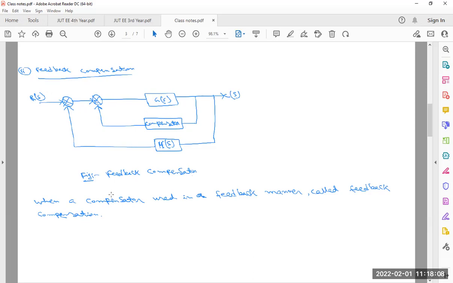Okay, so this is basically the feedback compensator circuit, and sometimes it is called the parallel compensator also. When a compensator is used in a feedback manner, it is called the feedback compensation or parallel compensation circuit.